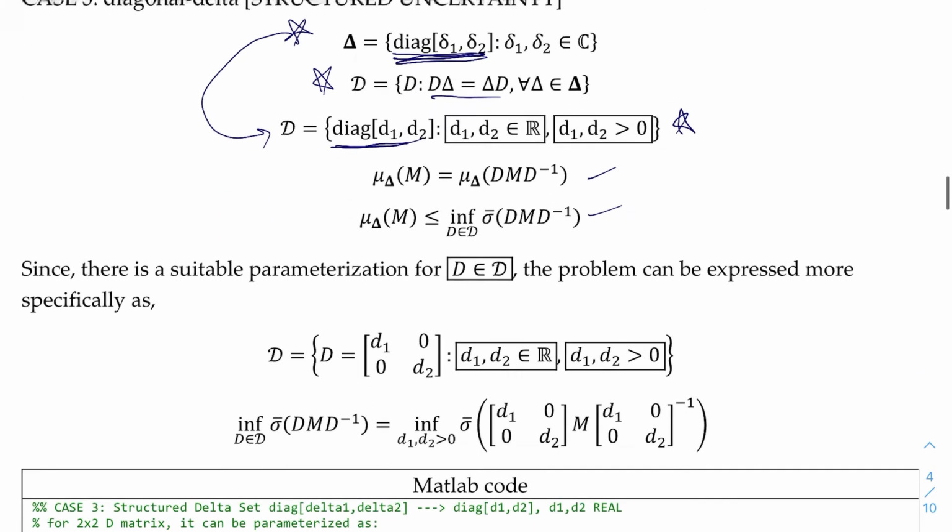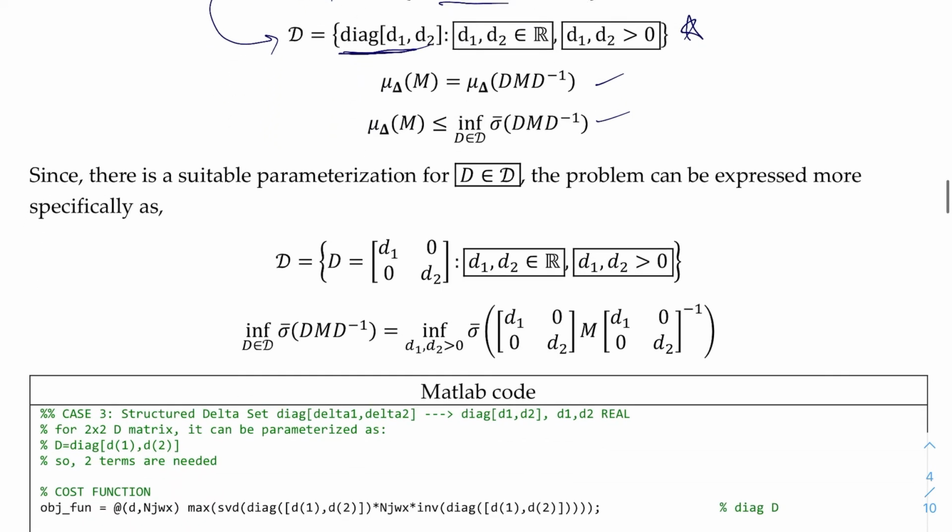Again, these are things that we are familiar with. And here, this is the parameterization of the D set. In the previous problem, we had D1 dot dot dot D4, 4 terms to tune.